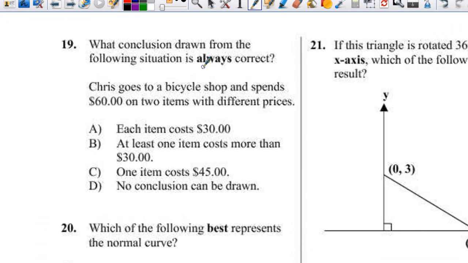Okay, question number 19 comes down to some common sense. We need to pick out the statement that has to always be true based on the conditions. Well, the conditions are we buy 2 items that have different prices and we paid $60. So when you read these choices, B is the only one that has to be true. At least one of the items costs more than $30. That has to be the situation since we only bought 2 items and we're told that they equal $60 and we're told that the prices are different, so they can't be 30 and 30. So one item has to be greater than $30.